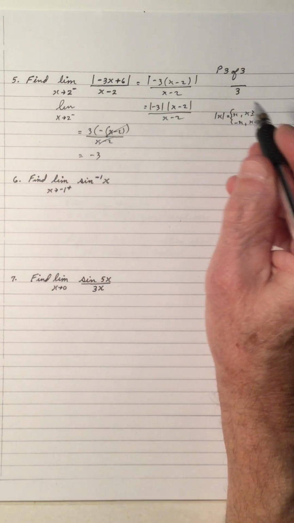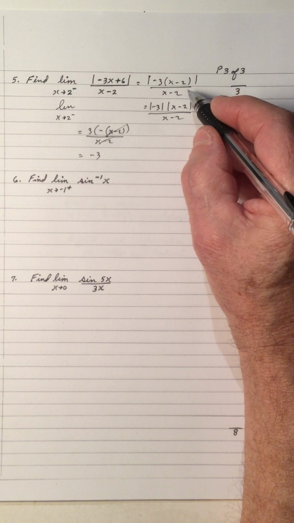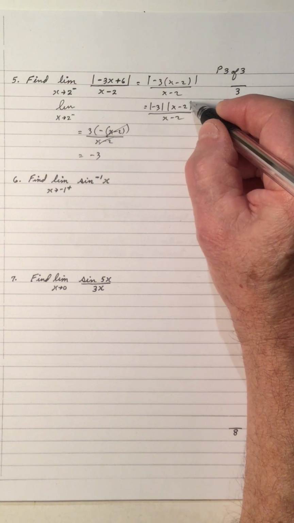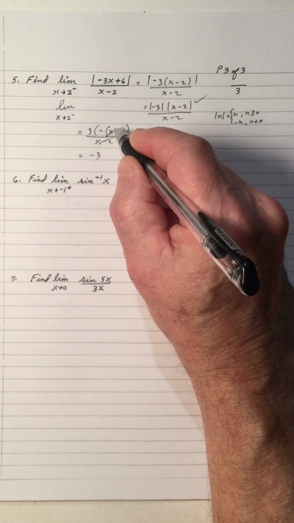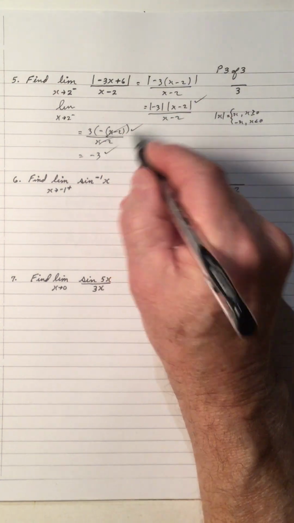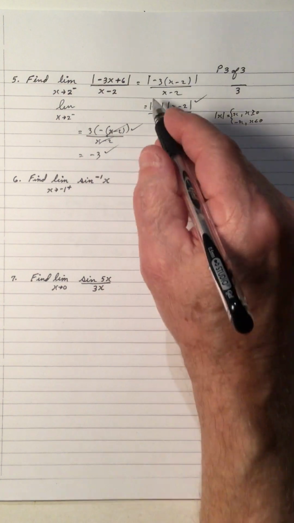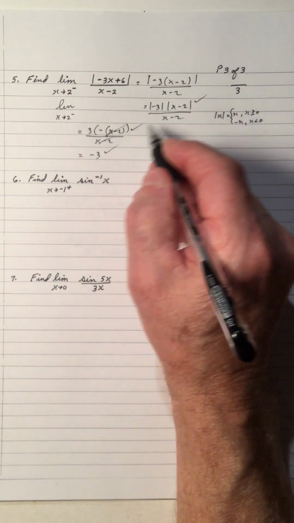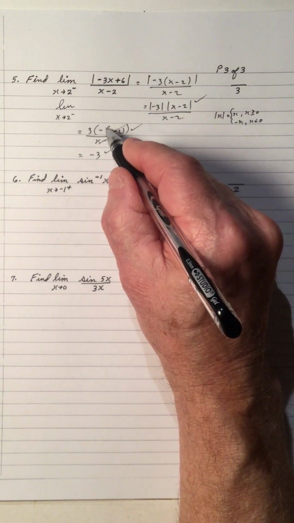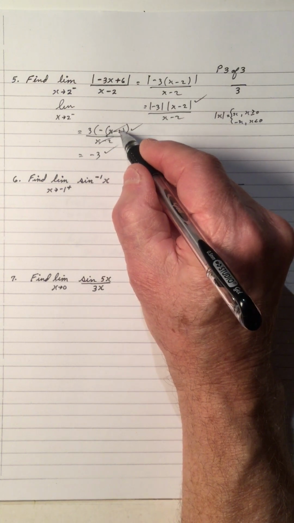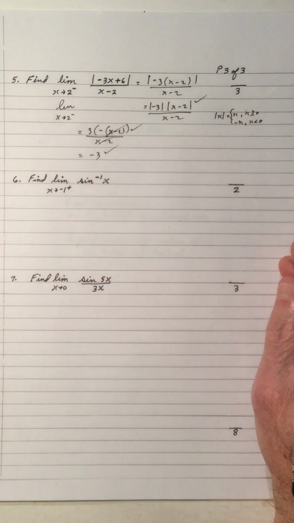So 3 marks. If you have simplified to here, and did the negative here, so we took the negative 3 out with the absolute value, there's 1 mark for this, and there's another mark for writing down the negative of x minus 2, and then negative 3, 3 marks altogether.